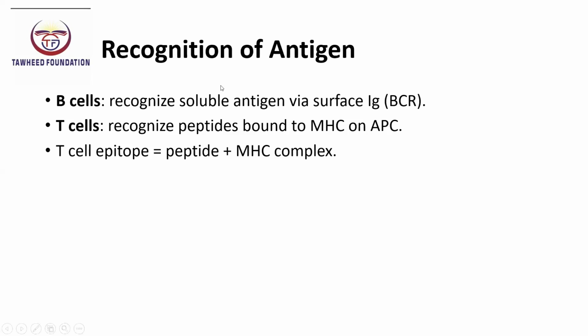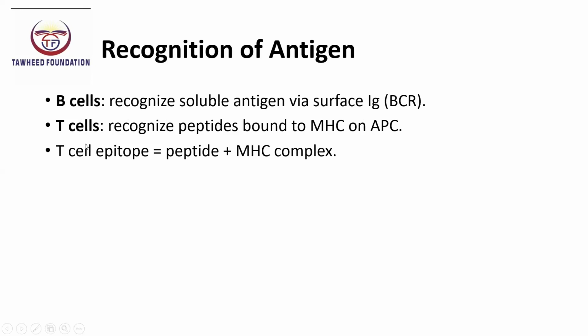Recognition of antigen. The way B cells and T cells recognize antigens is fundamentally different. B cells recognize soluble antigens directly. The surface receptors are membrane-bound immunoglobulins, also called B cell receptors or BCR. When an antigen in its soluble form binds to the BCR, it activates the B cell. This binding does not require processing or presentation by other cells.